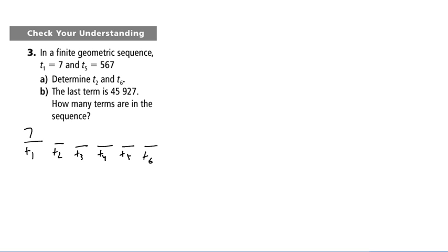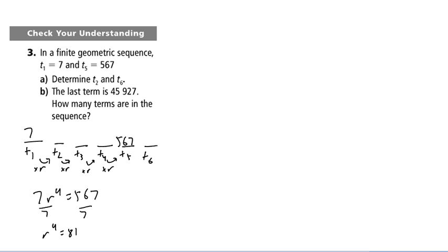So here's the ones we know, 7 and 567. And to figure out r, we need to know that to get from there to there, we're going to multiply by r. There to there, multiply by r. There to there, multiply by r. And there to there, multiply by r. So I'm going to have 7 times r to the 4th equal 567. Divide both sides by 7. I get r to the 4th equals 81.